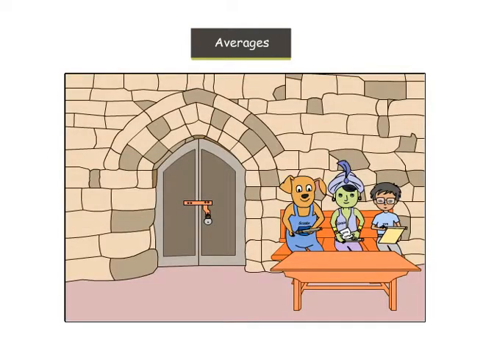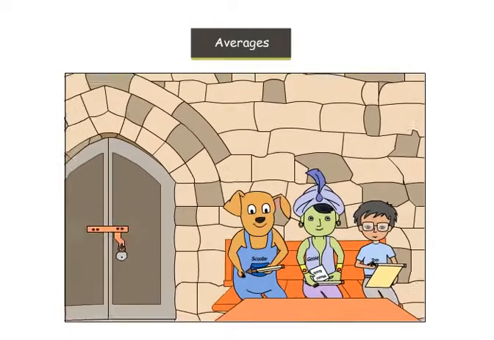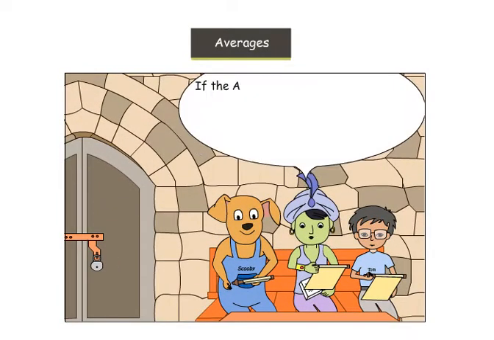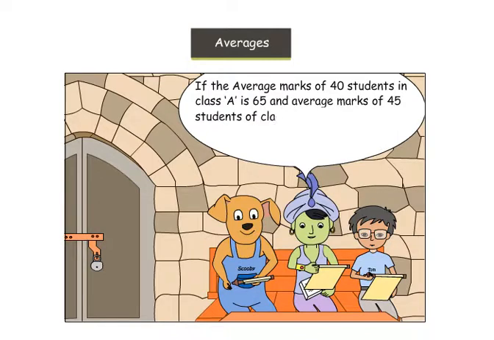Eager to get out, they read the final question. Jeannie reads, "If the average marks of 40 students in class A is 65 and average marks of 45 students of class B is 68, what is the overall average of class A and B?"